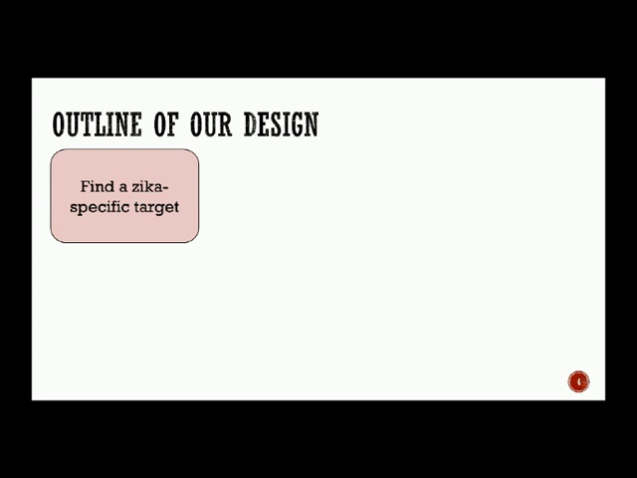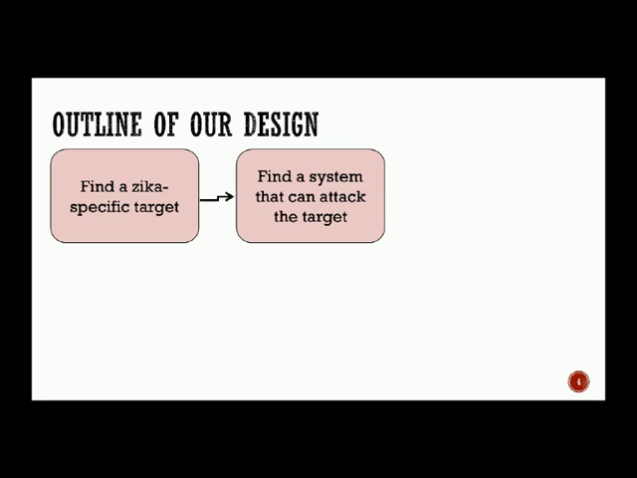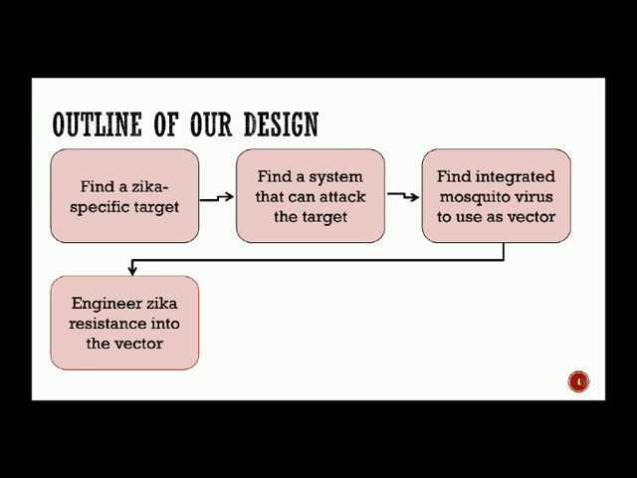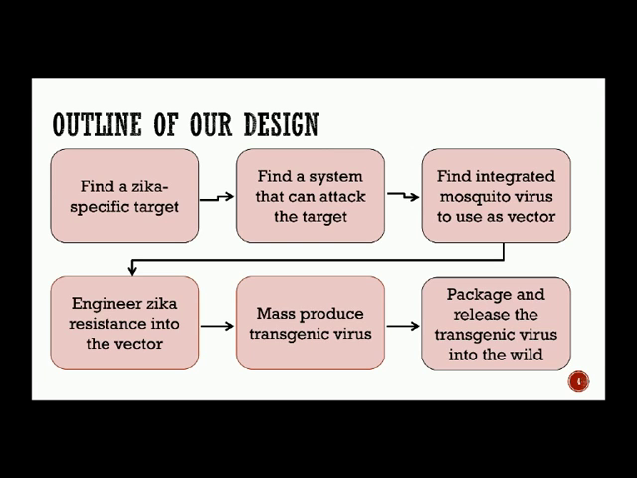Our approach to this problem began with choosing a target specific to the Zika virus. After finding this target, we designed a system to attack it. We searched for an integrated mosquito virus to act as a vector for adding the system to the mosquito genome. The integrated virus was genetically engineered to include the genes for the Zika attack system. The transgenic viral vector was mass-produced. Finally, the viral vector was packaged and released into the wild environment.